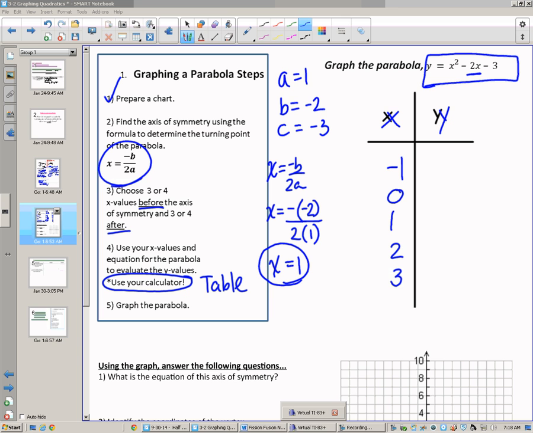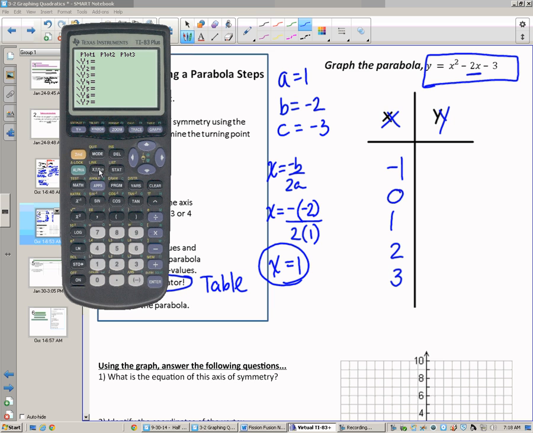So in my calculator, I'm going to go to y equals, and I'm going to type in the exact equation. So it was x squared minus 2x minus 3. And then I'm going to hit second, graph to get the table of values. And I'm going to scroll to fill in the values that I want. So I see over here at -1, we're at 0. I'm just going to fill in those values.